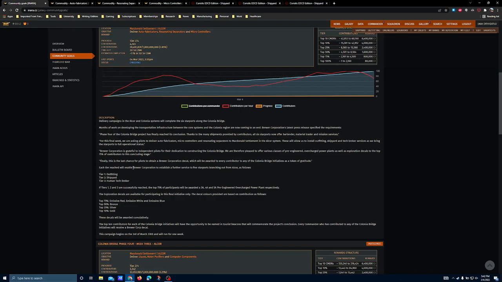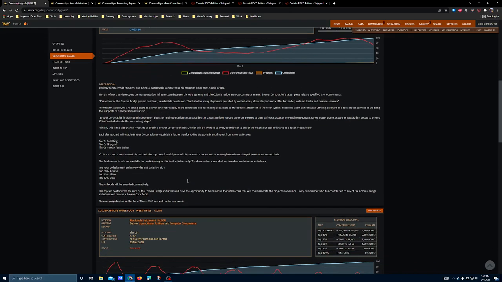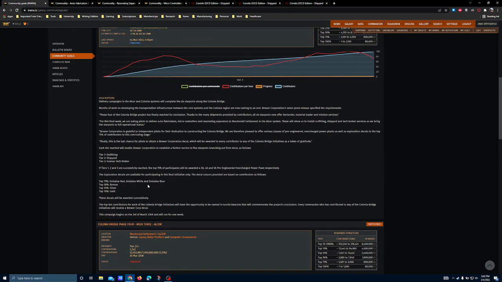You get a Brewer Corporation sticker and, oh, an exploration decal. So Brewer sticker, exploration decal, and maybe one or two other little baubles that don't matter anywhere near as much as the power plants. Power plants, the reason why you want this.